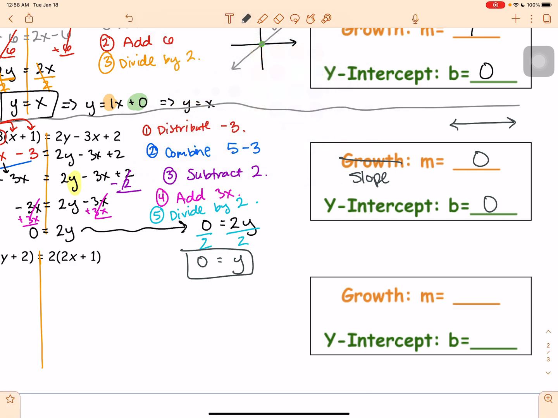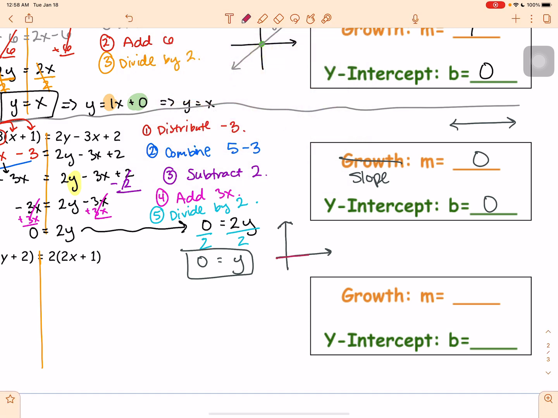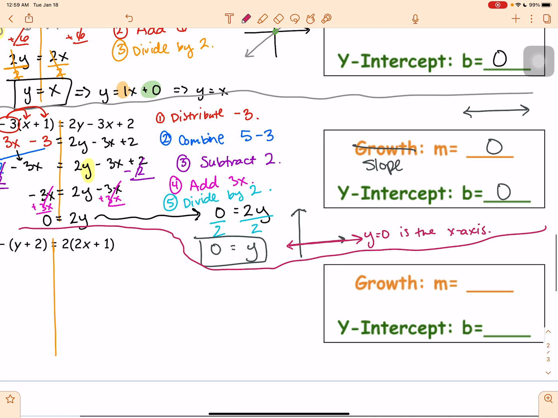So what this graph would look like, if you guys were to graph it, you would get a line. But the line is going to be right along your x-axis. Y equals 0 is the x-axis. Right? It has a slope of 0, so it's going to go left to right. It's not slanted at all. If it was up and down, this is an undefined slope. It would have too many outputs for one input. But this line here that I drew in pink, that is the x-axis. It is y equals 0.